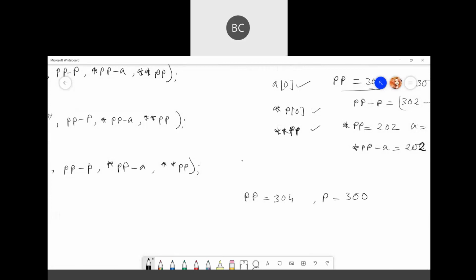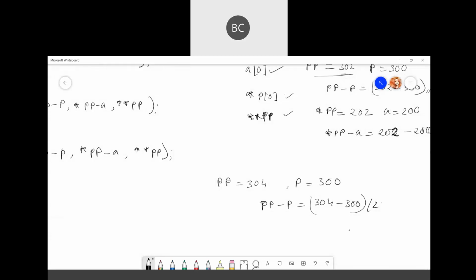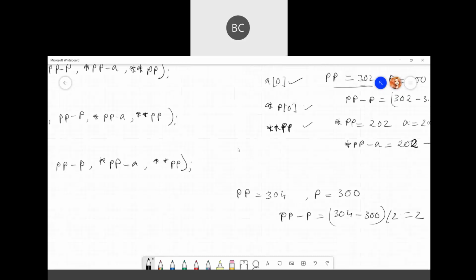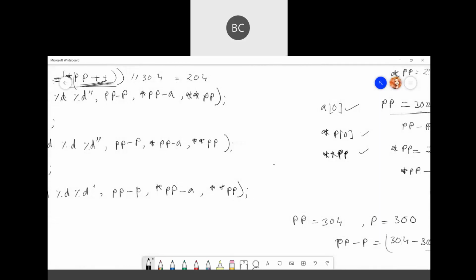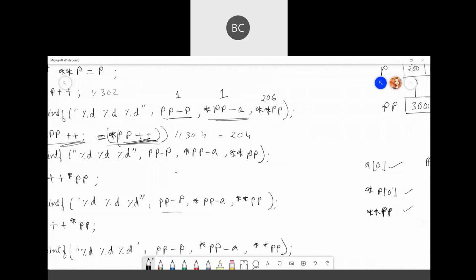Now here we are just dividing PP minus P, 304 minus 300. Like the previous one, we are going to divide it by 2. So 4 divided by 2 will be 2. So for this case it will be 2.